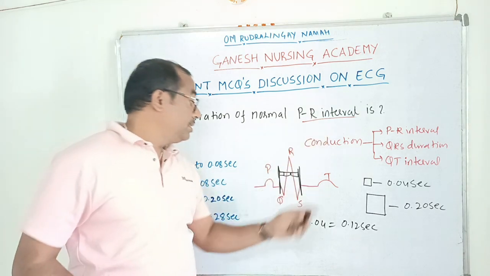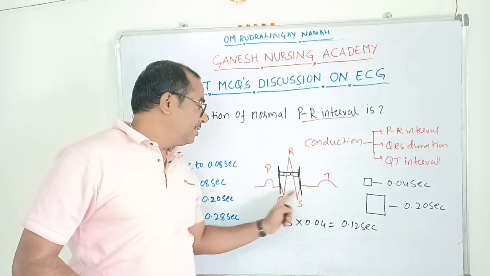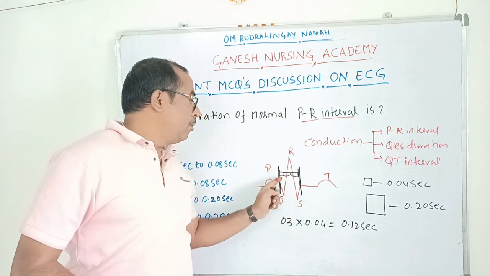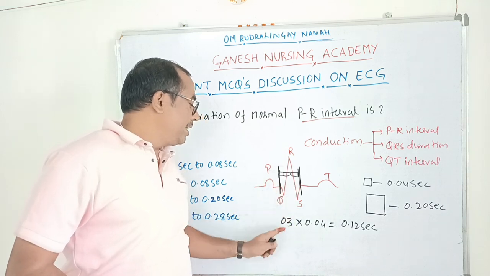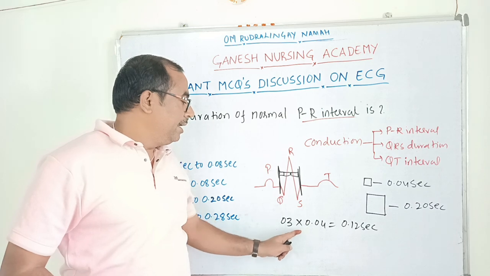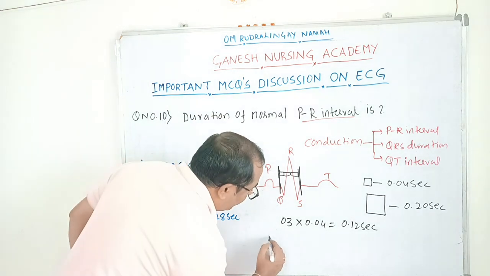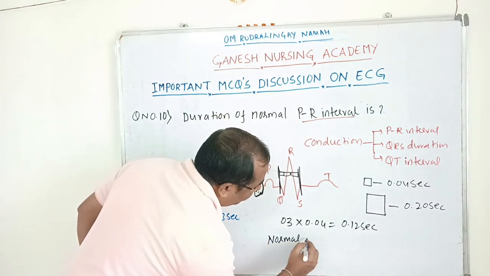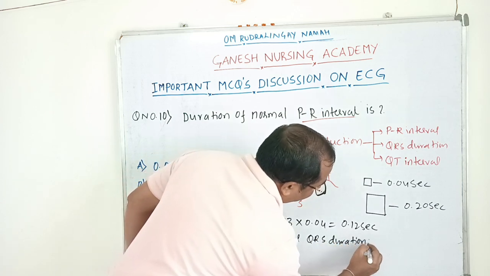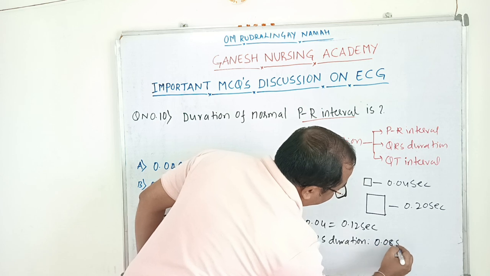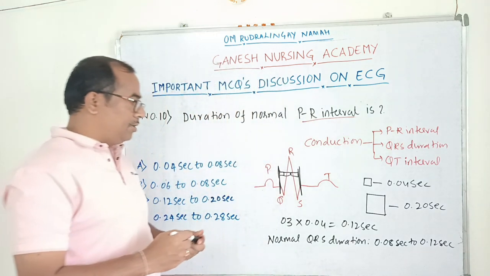How are we going to assess the QRS duration? Mark the point where the Q wave begins, then mark the point where the S wave completes. Count the number of small boxes between the beginning of the Q wave to the completion of the S wave. Suppose we get 3 small boxes, then multiply 3 into 0.04. So 0.12 second is the QRS duration. And what is the normal QRS duration? Normal QRS duration is 0.08 second to 0.12 second.